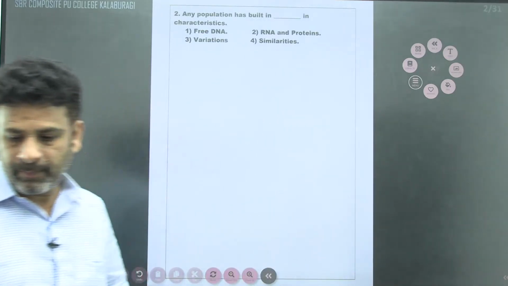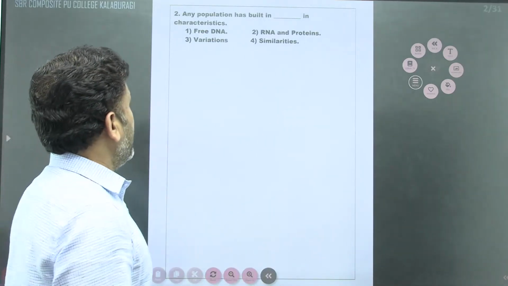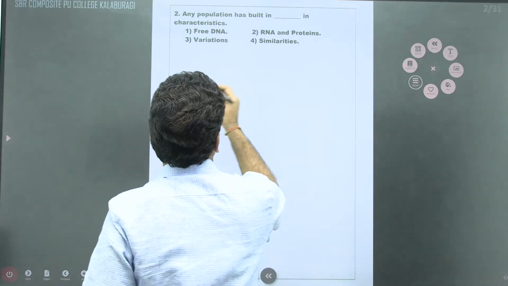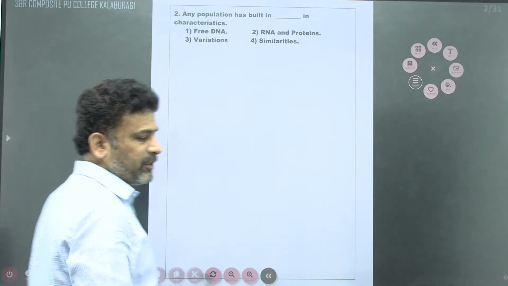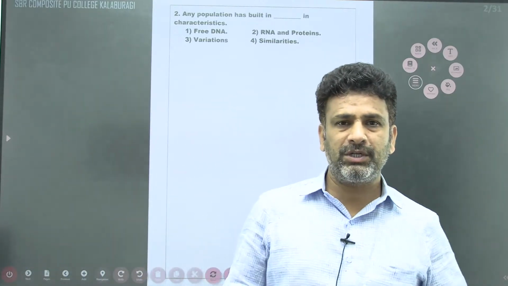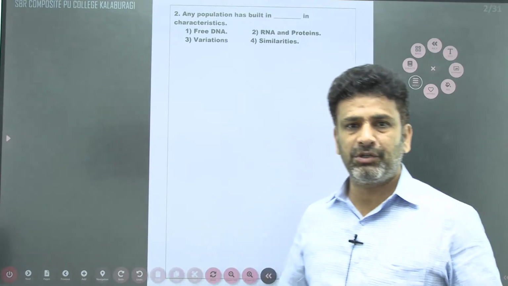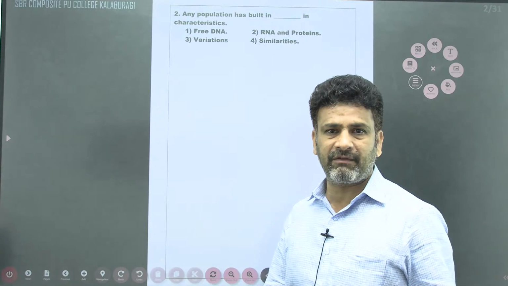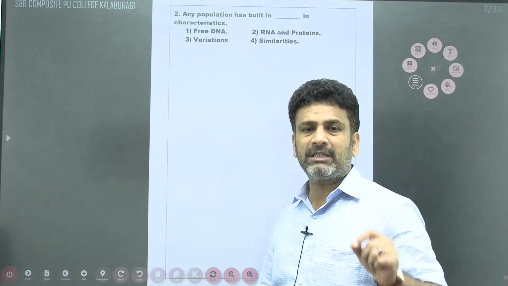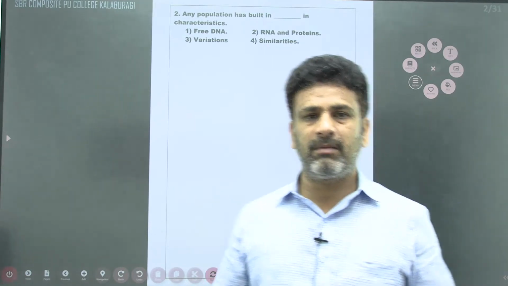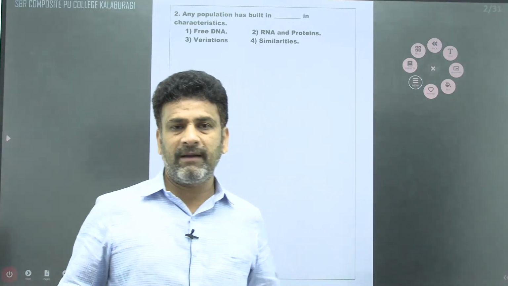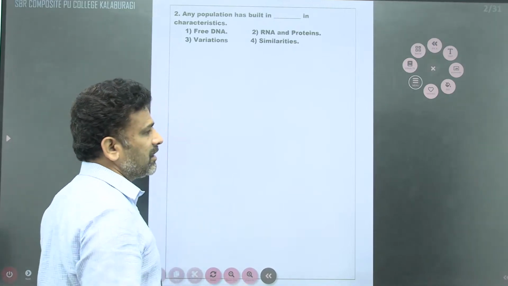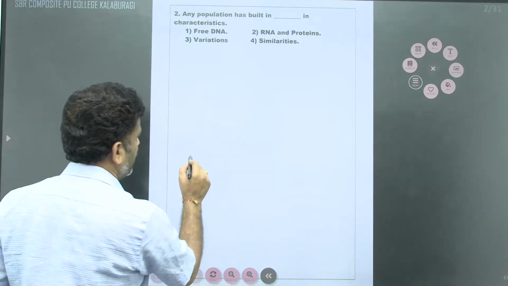Next, any population has a built-in dash characteristic. If you observe a particular population, it possesses different individuals. These individuals have different gene frequencies, different allelic frequencies, which bring modification in their structure, whether morphological, physiological, or anatomical characters. These changes in characters are mainly because of variations.